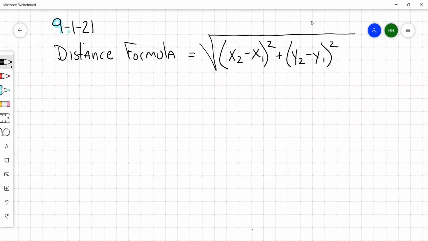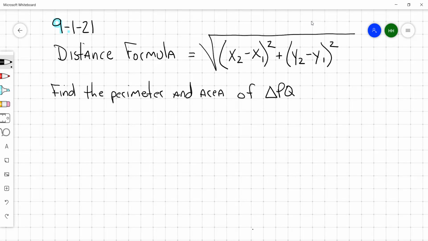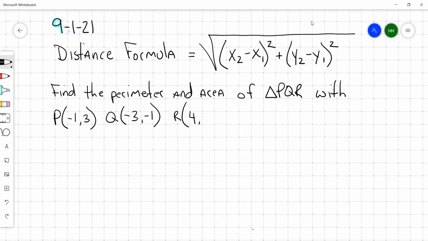So today, you're going to be asked to find the perimeter and area of triangle PQR, with P at negative 1, 3, Q at negative 3, negative 1, and R at 4, negative 1. That's going to be it. That's all you're given right there. Here's your question.